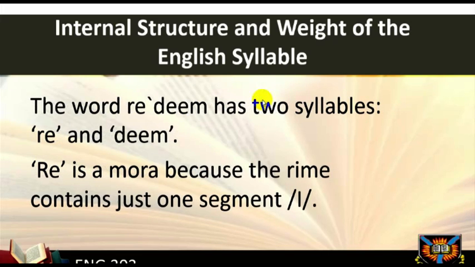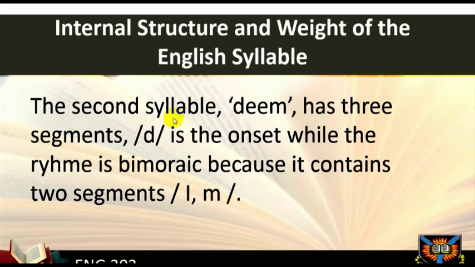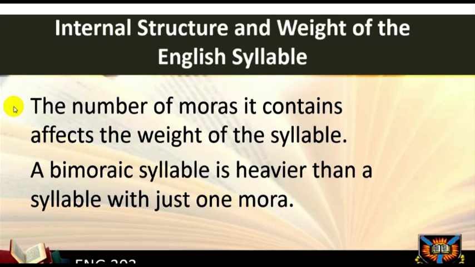The word redeem has two syllables, re and deem. Re is monomoraic because the rhyme contains just one segment, i. The second syllable, deem, has three segments. D is the onset, while the rhyme is bimoraic because it contains two segments, i and m. Re: onset, rhyme, nucleus, one segment, one mora. Deem: onset, rhyme, nucleus, coda, two segments, bimoraic.